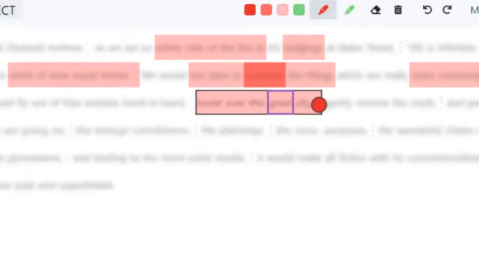Holding on to a highlight for too long causes the text to revert back to being blurred so that the learners cannot fixate on reading.